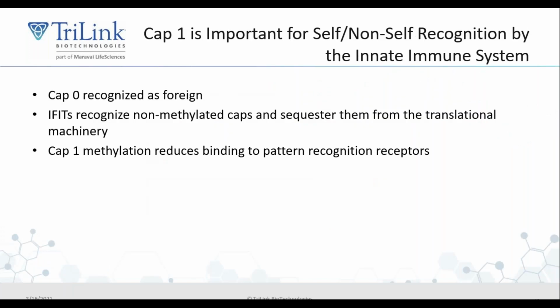So again, the key takeaway here is that Cap0 will be recognized as foreign or improperly formed. IFITs can recognize this and sequester the mRNA from translational machinery. This leads to a significant decrease in protein expression and can lead to degradation of your mRNA. Cap1 mRNAs do not show this same issue, and in fact, the methylation can reduce binding to pattern recognition receptors. This again allows the cell to recognize your mRNA as self and can extend expression by not degrading the mRNA early on.